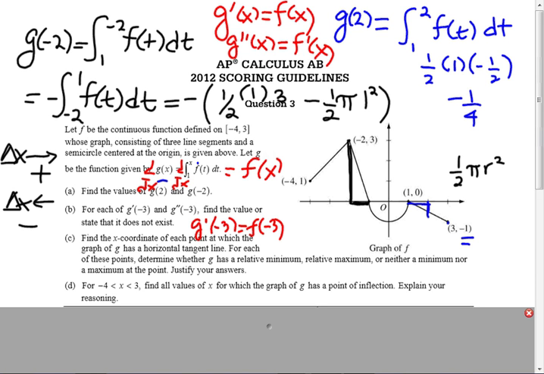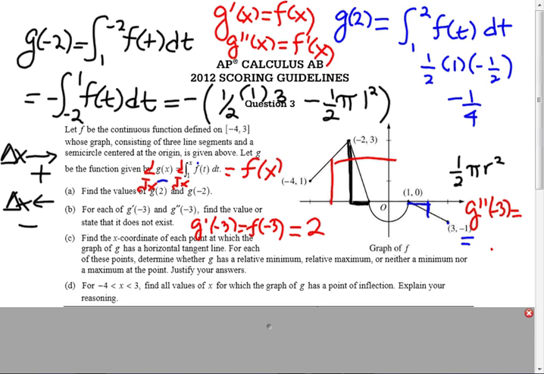Okay. What's f of -3? You've got to read it off your graph. And they're not going to make it 2.001. I mean, they're not going to do that to you. So that's 2. And what is g double prime of -3?